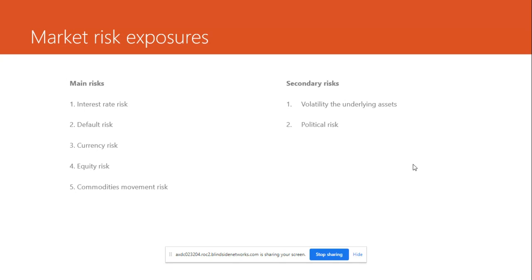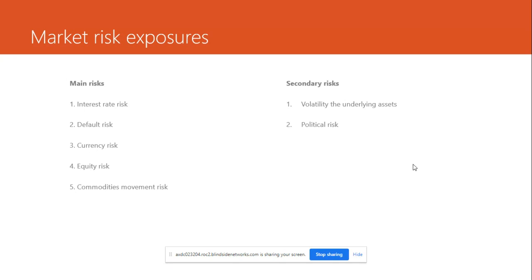And the last main risk is regarding the commodity movement risk, because this fund invests in the equity fund. So if any single stock in this equity fund is invested in the commodity, they will also face the risk when the commodity price fluctuates.